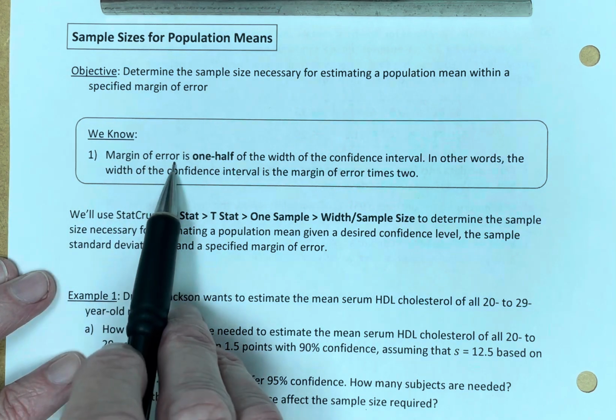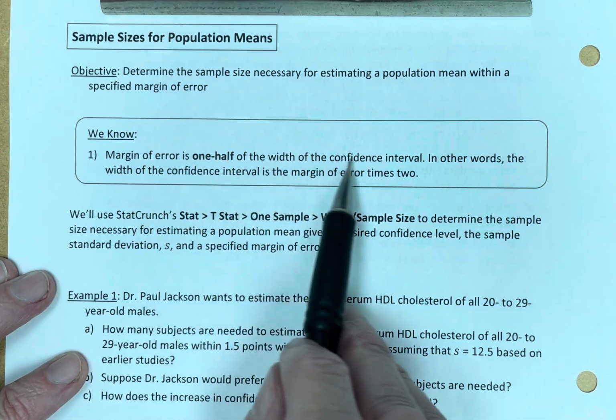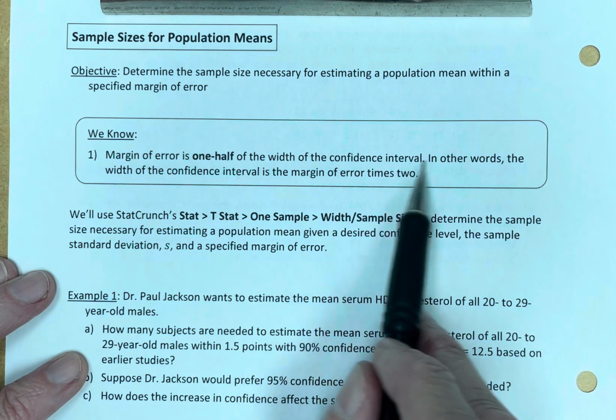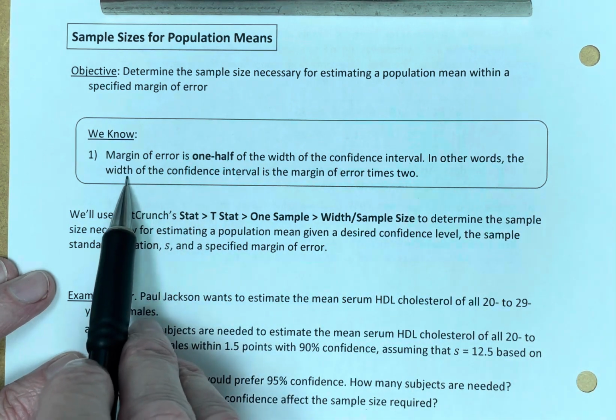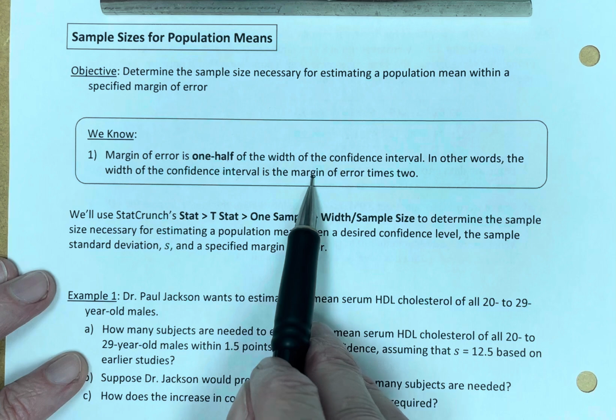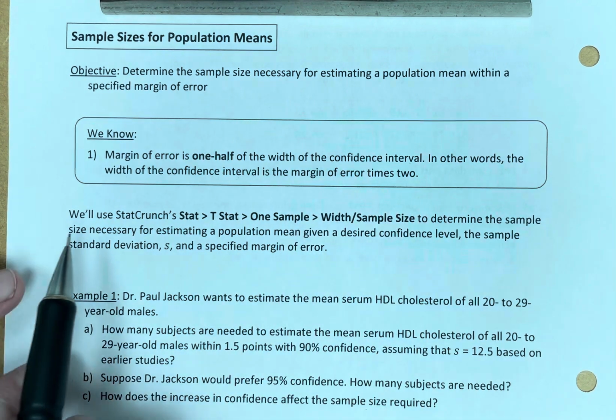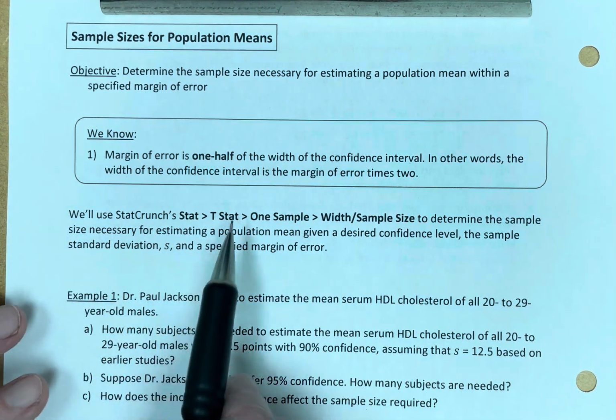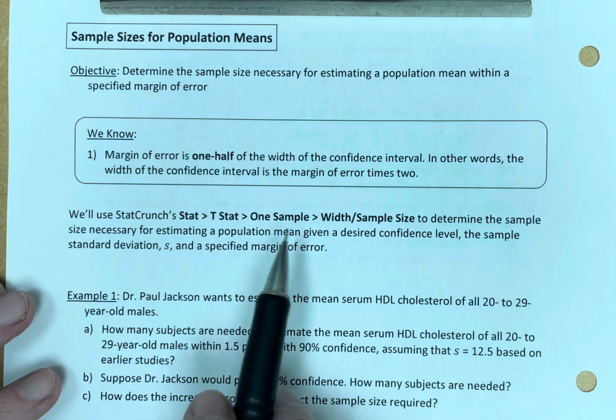The margin of error is 1/2 of the width of the confidence interval. In other words, the width of the confidence interval is the margin of error times 2. We're going to use StatCrunch's t-stat functionality again.